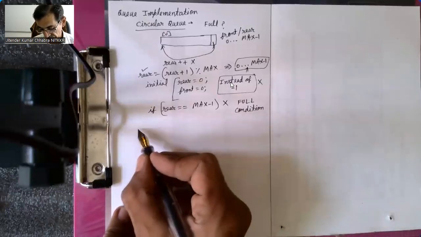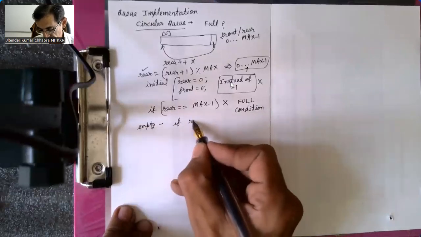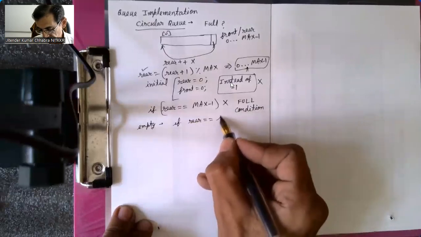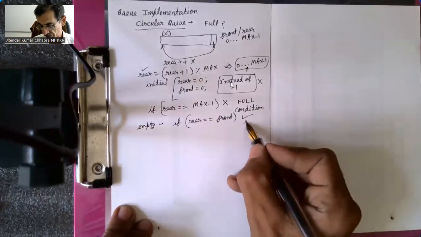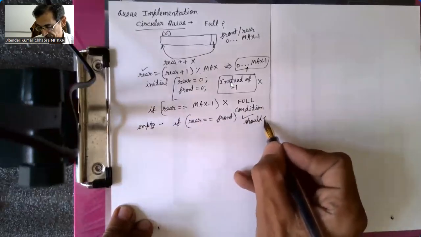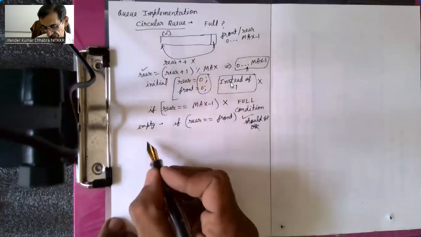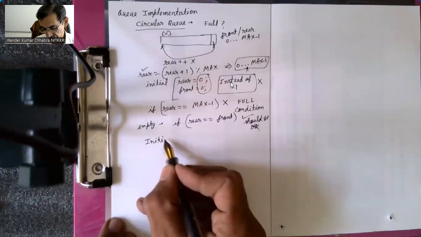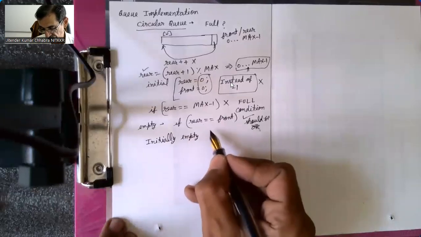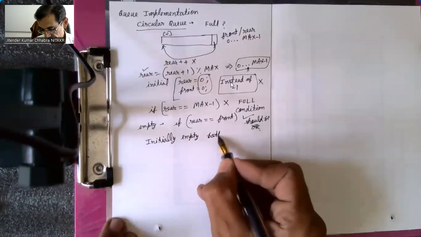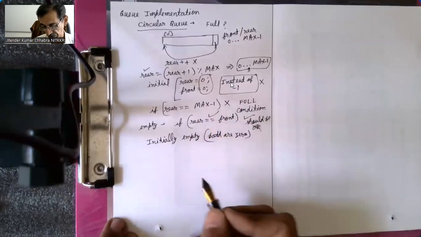For emptiness, I can easily see that earlier the empty condition was rear equal to front, and I can guess that this should still be okay. Why should it be okay? We can verify. Let's say initially I initialized both with 0. Initially the queue is empty, so the condition is okay, and both are 0. So this condition will still work.